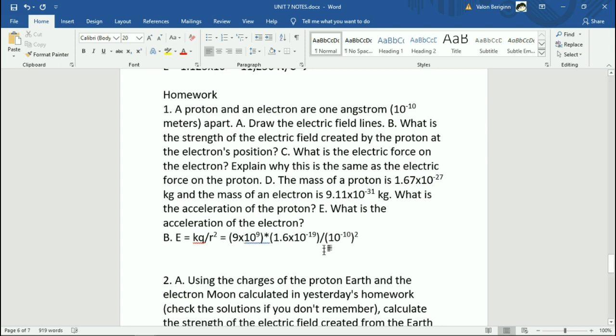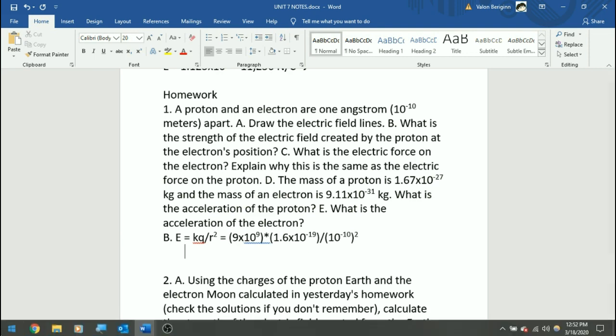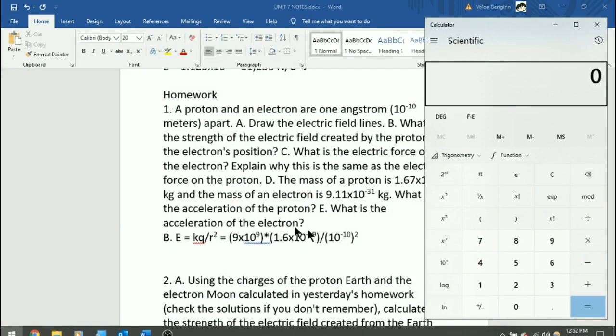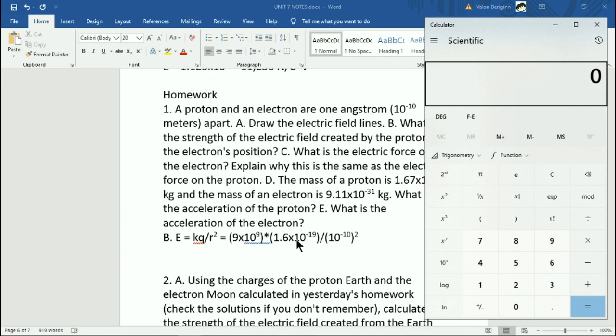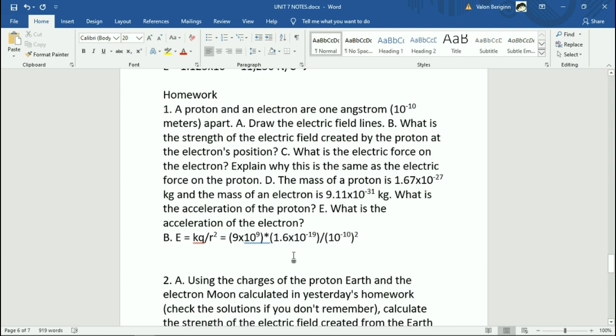So we got all this. Okay, so let's think about numbers here. We have 9 times 10 to the 9, and then 1.6 times 10 to the negative 19. So 10 to the 9, 10 to the negative 19, that ends up giving you 10 to the negative 10. Pull up the calculator also. Let's just multiply these two up here. So we have 9 times 1.6, so it'll be 14.4 times 10 to the negative 10. Now, I know that's not correct scientific notation, but I'll deal with that in a second.